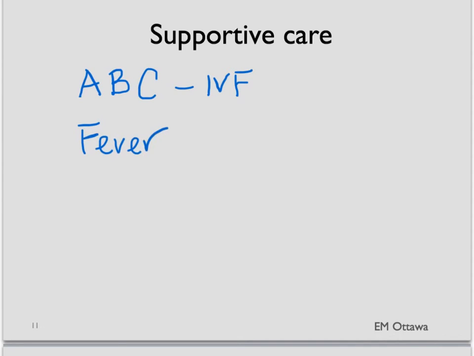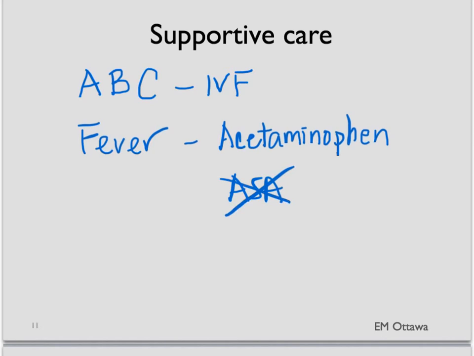In terms of supportive care, these are our usual ABCs. We try to make sure the airway is patent, and if we need to intubate the patient, we give 100% oxygen. In terms of circulation, we'll give IV fluids to support a low blood pressure. We treat fever by giving acetaminophen. We do not use aspirin in this case. For agitation and change in level of consciousness, we give benzodiazepine. This will also work for seizures as well.